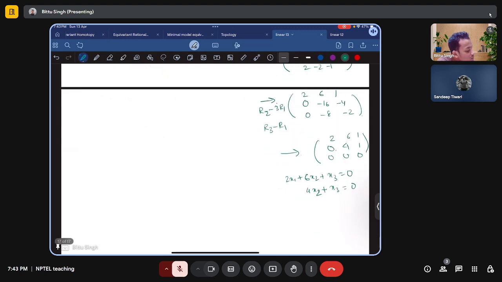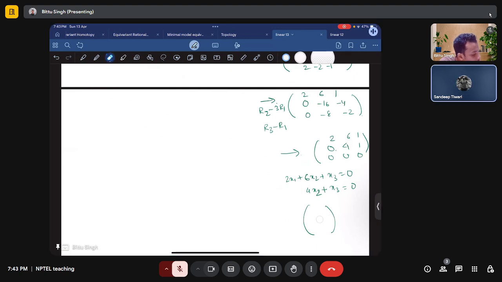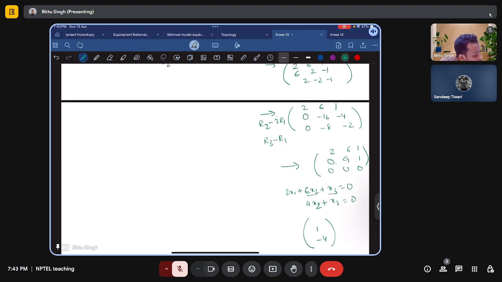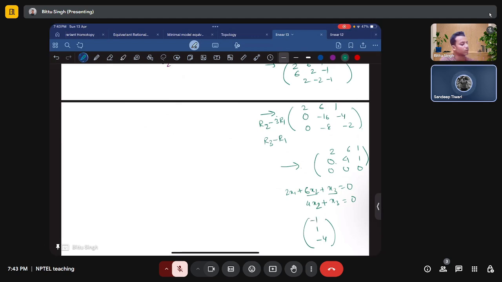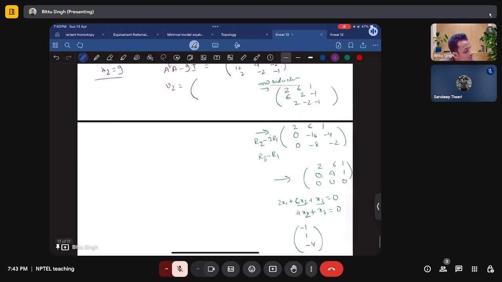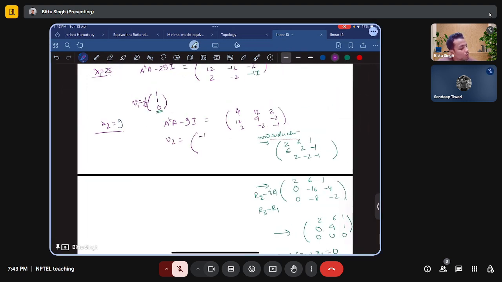So we can choose x3 equal to 1. If we choose x3 equal to 1, then minus 4, or sorry, maybe x2 equal to 1, let us choose that. Then x3 equals minus 4. If we put it here, 6 minus 6, 4 minus 4, plus 2, minus 1. Yes, great. So the solution is minus 1, 1, minus 4.